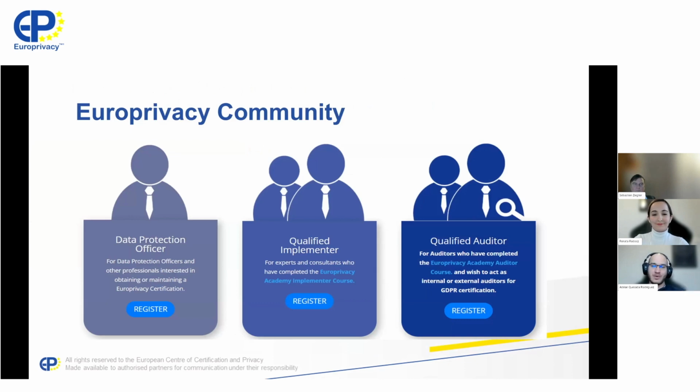We have three types of users. So we have the DPO, the qualified implementer, and the qualified auditor. This, of course, is related to the role and certification that has been, or that is to be pursued, but then also to the latest training that the individual has obtained in the academy. Next slide, please.